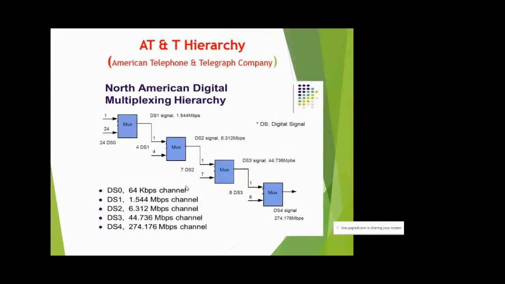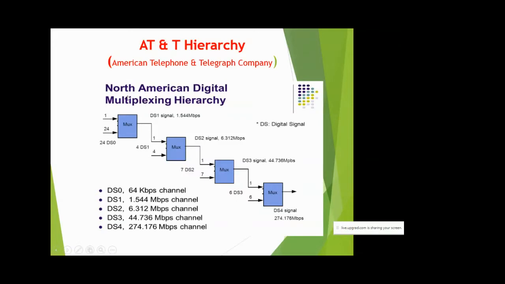Now these are some numericals based on time division multiplexing. Practically, whenever we are transmitting digital information over the common channel, we generally follow some standard multiplexing hierarchy. There are two types of standard multiplexing hierarchy. First of all, it is the AT&T hierarchy. AT&T means American Telephone and Telegraph Company.